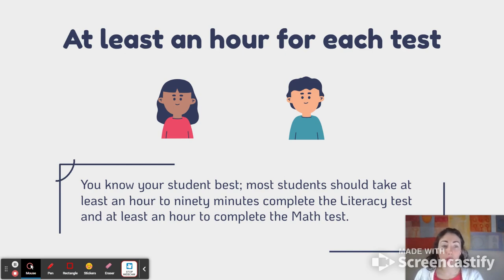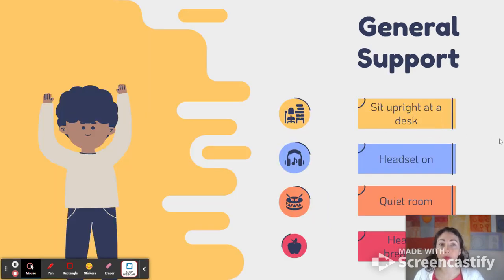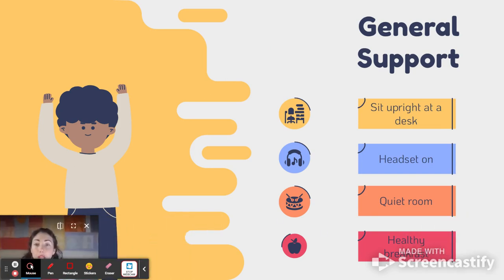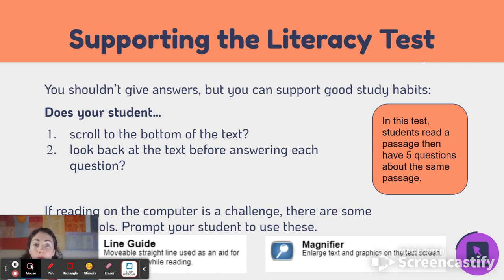Now, you know your students best. In a literacy test, because of the reading, we expect about an hour to 90 minutes. The math test, again, should be at least an hour. So there's a lot you can do to just give them general support. Make sure they're sitting upright at their desk. Make sure they've got their headset on. Make sure they've got a quiet place to be working. Make sure they've had a healthy breakfast to start, maybe even a snack partway through.